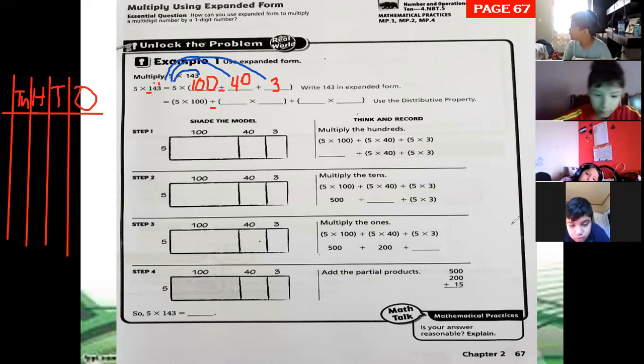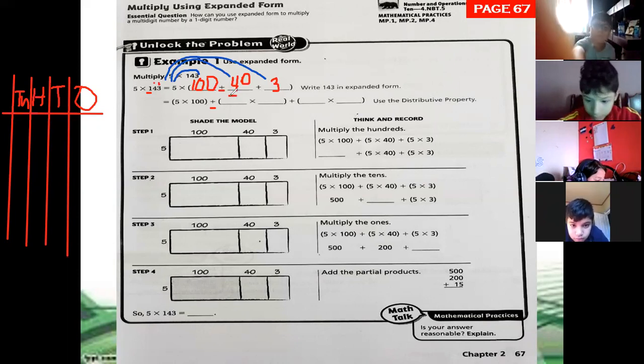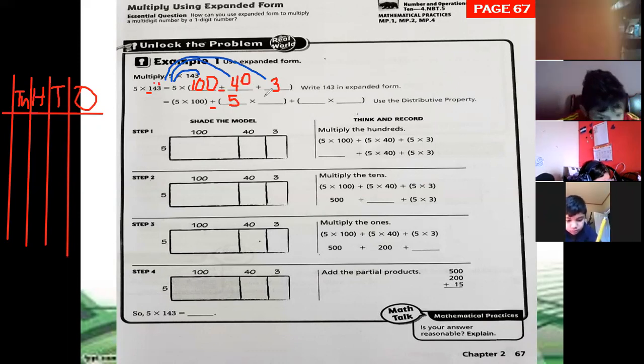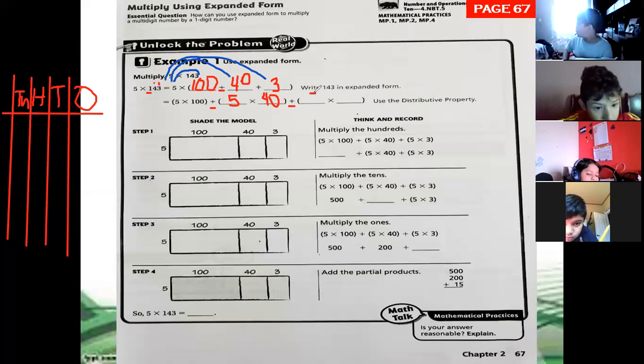So the second multiplication is 5 times our second addend, 40. And you close parentheses. Plus 5 again times 3 inside parentheses.